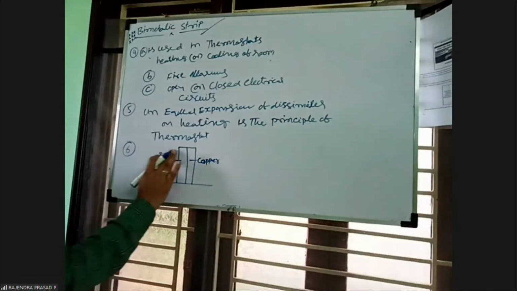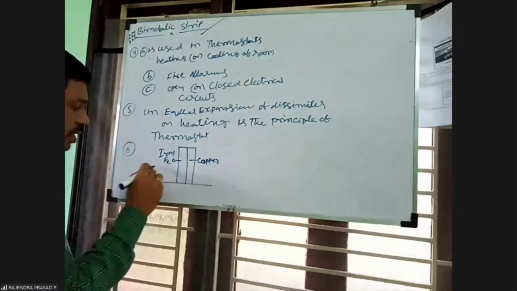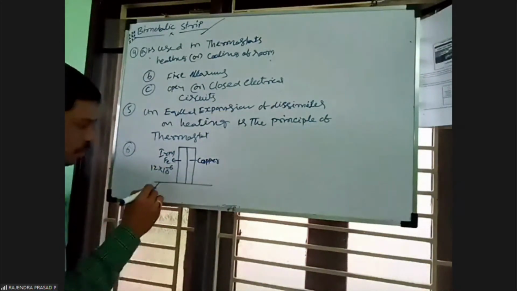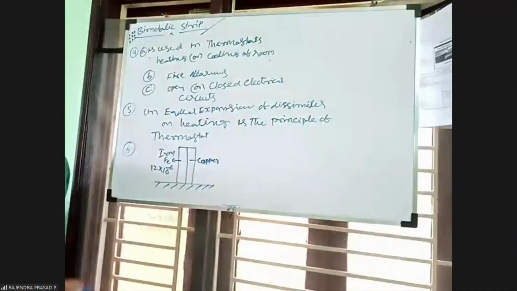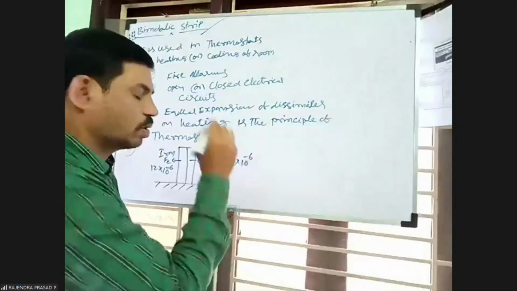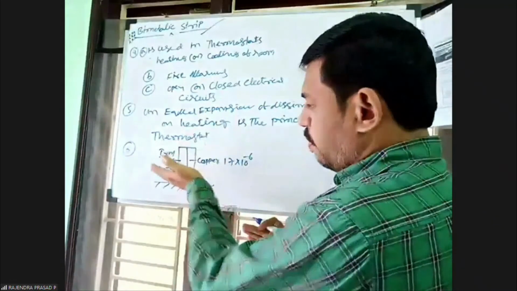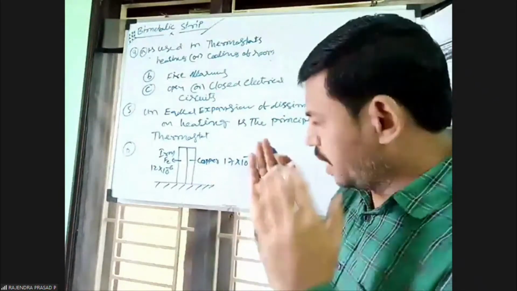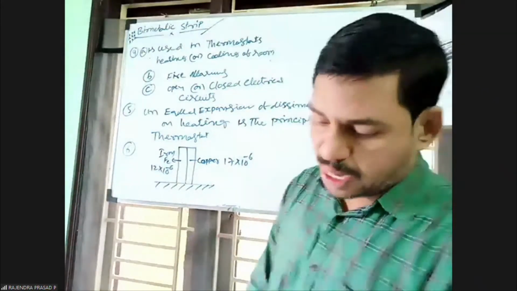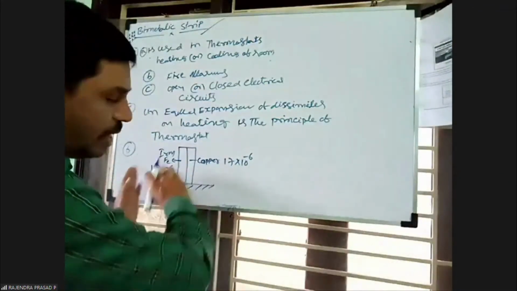Iron. The coefficient of linear expansion of iron is 12 into 10 power minus 6. Copper's coefficient of linear expansion is 17 into 10 power minus 6. A bimetallic strip is placed in vertical position. For example, on heating, which side is bending? Tell me an answer. Copper side, left side.